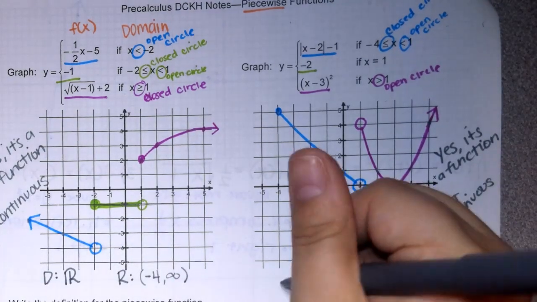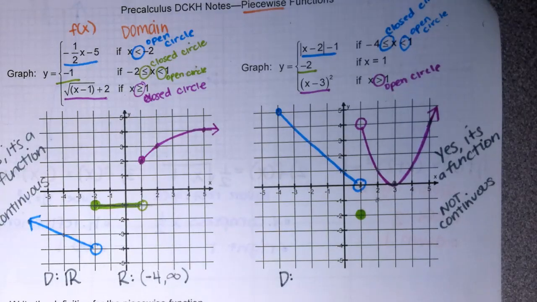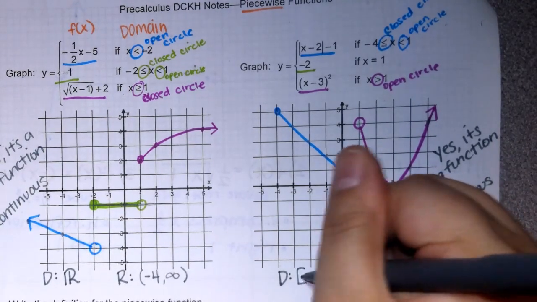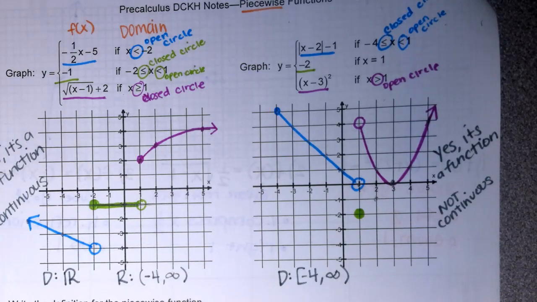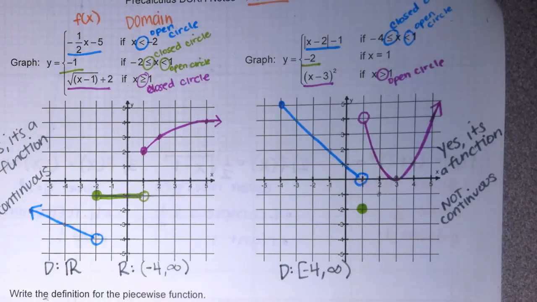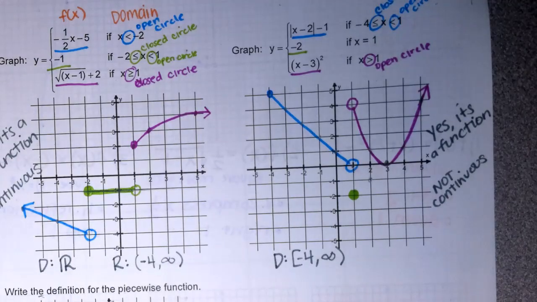All right, what's the domain here? Bracket -4 to infinity. I'm not going to worry about the range on this one because it's really weird and you're not going to be given anything like that. Okay? Do I have any questions about graphing piecewise functions? No. Can I move on? Okay.